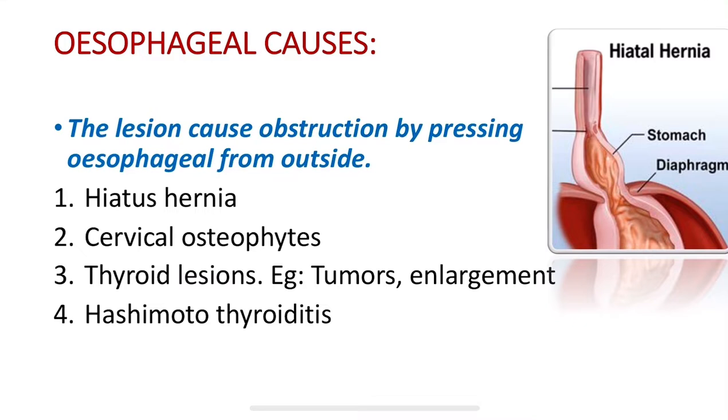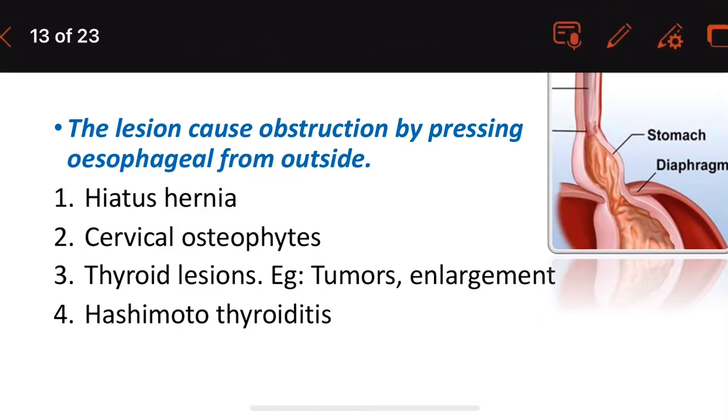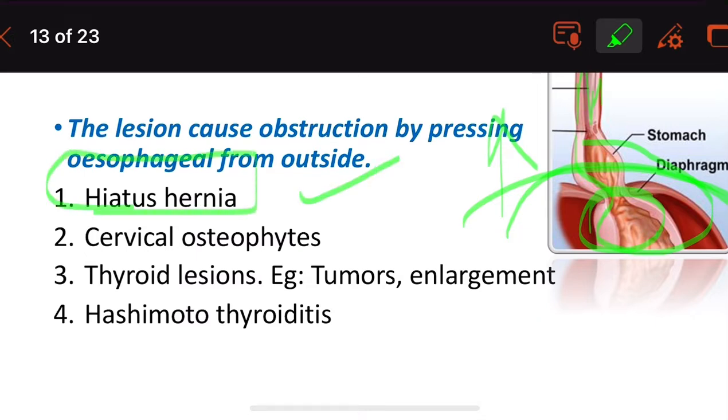Guys, hiatus hernia is a condition where part of the stomach is pushed up through the diaphragm muscle. You can see in the picture here, this is the stomach, okay? This stomach and this is the esophagus. Whenever part of the stomach is pushed up through the diaphragm muscle into the esophagus, it is known as hiatus hernia, okay?